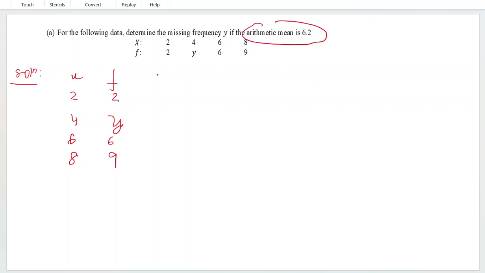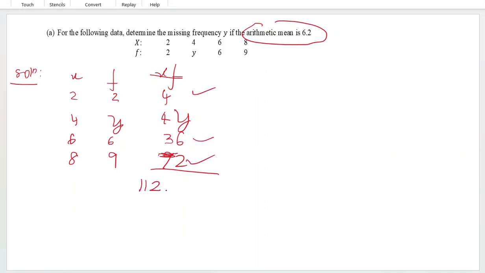Since we are dealing with arithmetic mean, we need to compute the xf column. And xf is computed this way: 2 2s are 4, 4 into y is 4y, 6 into 6 is 36, 8 9s are 72. So now xf is given by this total. This is how we calculate mean: 112 plus 4y. You can see we add all the numbers and we keep this 4y separate.